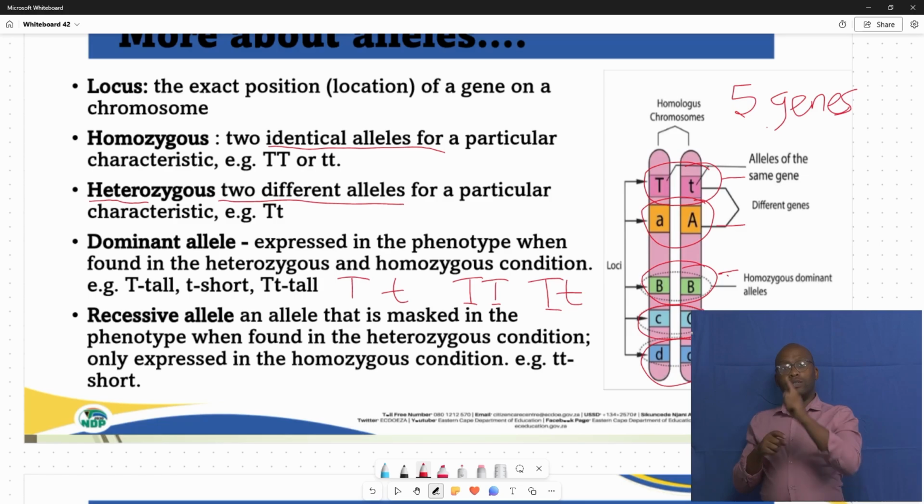When you see an individual that is tall, that individual can be homozygous tall or heterozygous tall. For as long as that individual has inherited the dominant allele, it will be expressed in the phenotype. It does not matter if it is in its homozygous or in its heterozygous condition.